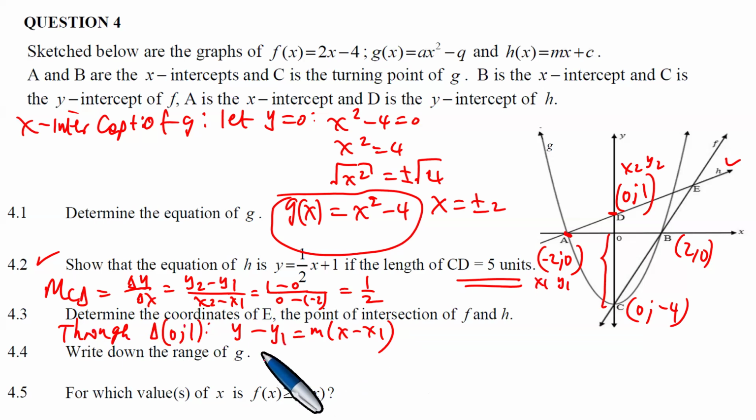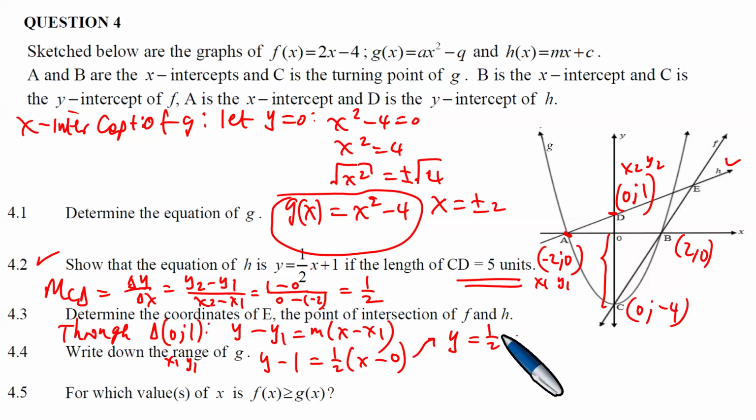So this one is x1, y1. So you have y minus 1 equals the slope 1/2 times x minus 0. So what you're then getting here is y equals 1/2 x plus 1. 1/2 x plus what? 1/2 x plus 1. So that is what you're getting, because we have to show that the equation of h is this one. So in the end, it means that you can then say h of x is 1/2 x plus 1.